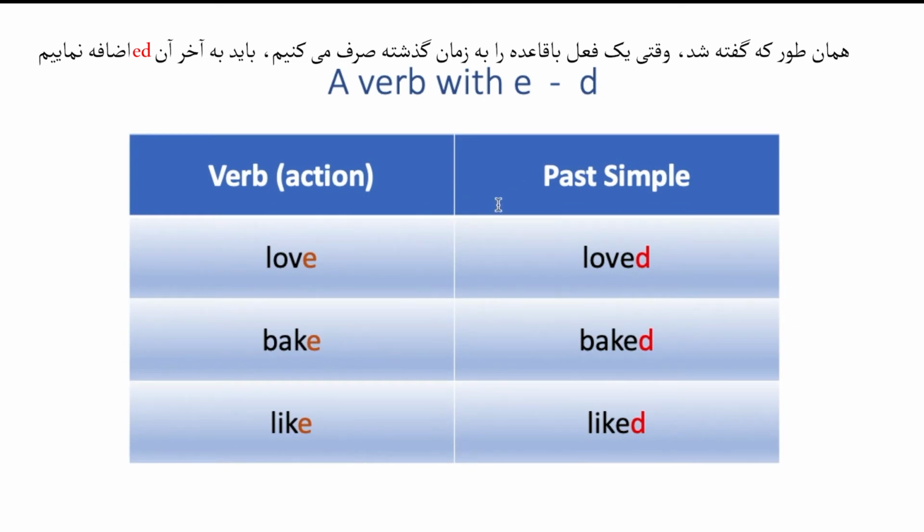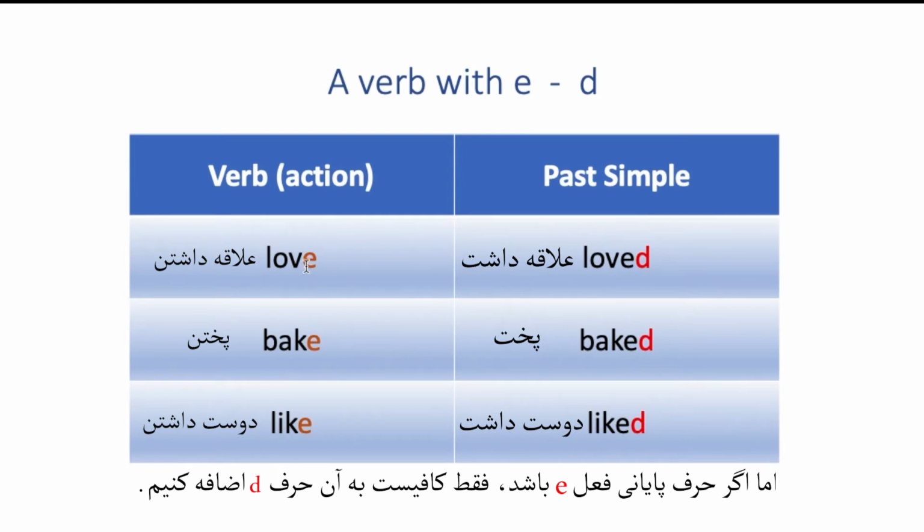If you have a verb where the last letter is e, okay, you can see here you have the verb love, and the last letter is e. Same for bake and like. So if the last letter is e, then you only write d for the past. So loved, baked, and liked.